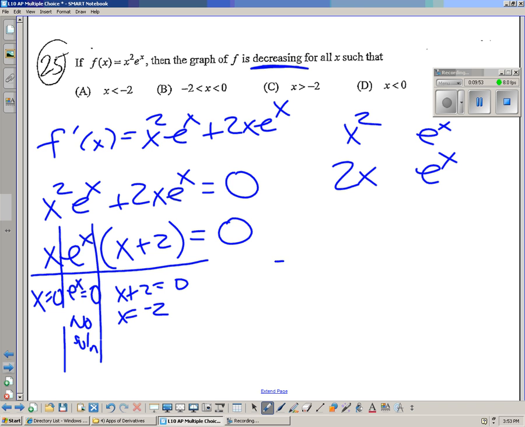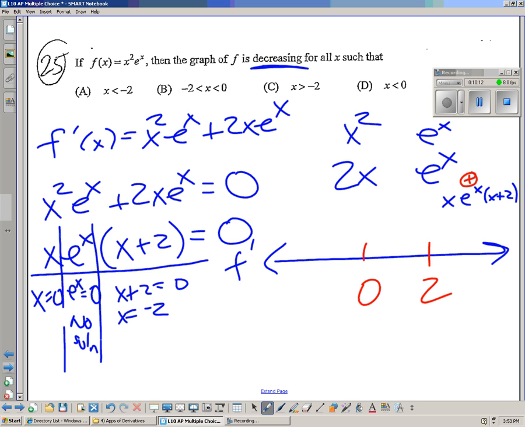And we need our number line. We can use the factored form of the derivative because it's equal to the derivative. So I can use x, e to the x times x plus 2. E to the x, that factor is always positive. So I want to plug in my critical values of 0 and 2. To the left of 0, I'll pick negative 1. Negative 1 is clearly negative. Negative 1 plus 2. Oh, I'm sorry.